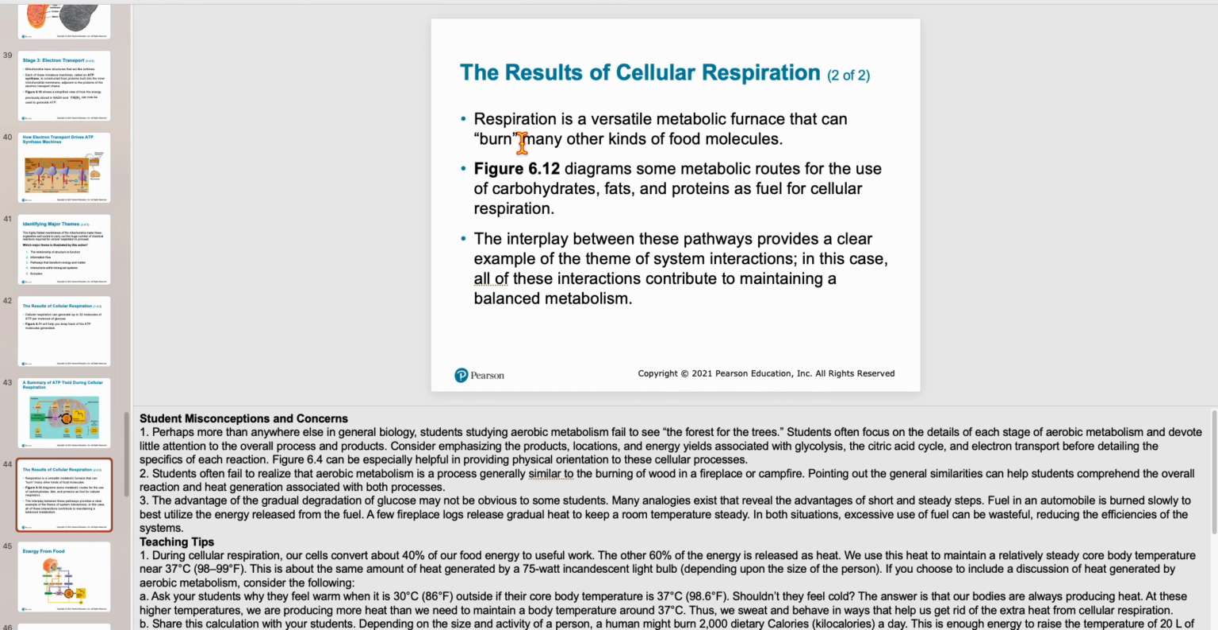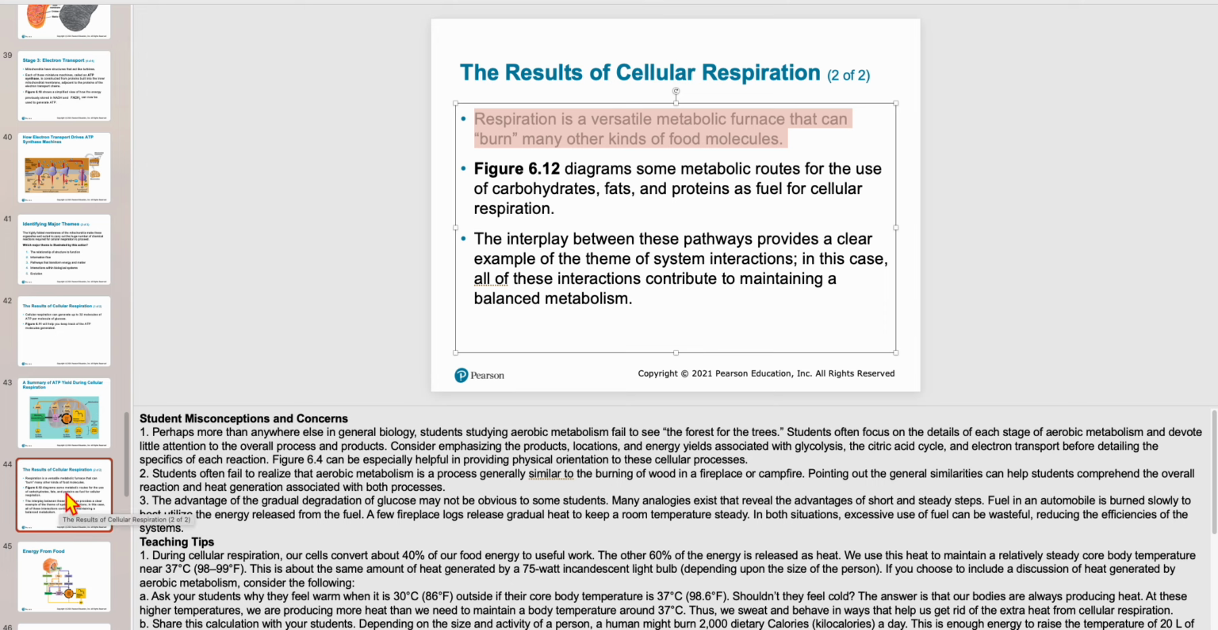Now notice the author says the same thing I've been saying. Respiration is like a furnace. You're actually burning these things. Now, have you ever wondered how they come up with how many calories something has? Well, they put it in a little contraption called a calorimeter. And they measure how much it takes to raise the temperature of the water that's in that device by 1 degree Celsius. And that's what a calorie is.